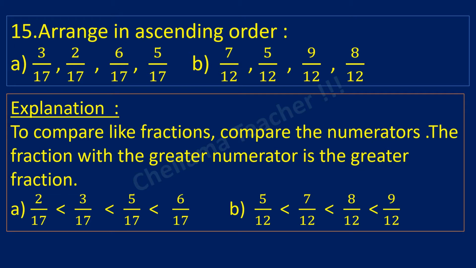Part B, all the denominators are 12, the same. So, we have to check the numerators 7, 5, 9 and 8. 5 is lesser than 7, 7 is lesser than 8 and 8 is lesser than 9. So, the correct ascending order is 5 by 12 is less than 7 by 12, which is less than 8 by 12, which is less than 9 by 12. So, the correct order is this one.